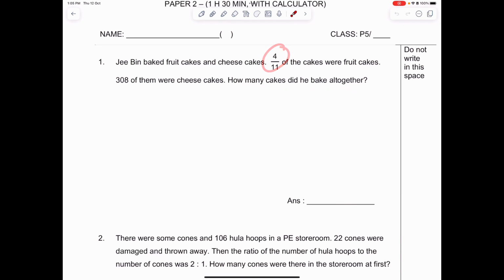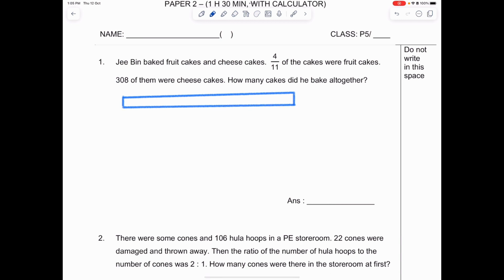So like I told you already, you can calculate using fractions, but my favorite way would still be to draw a model because it enables me to see what is happening. So I know that in total, there are 11 units: 1, 2, 3, 4, 5, 6, 7, 8, 9, 10, 11. Out of these 11 units, they told you 4 were fruitcakes: 1, 2, 3, and 4.